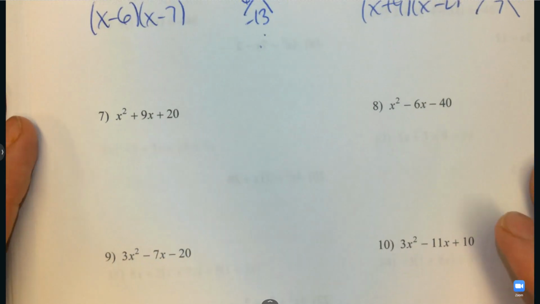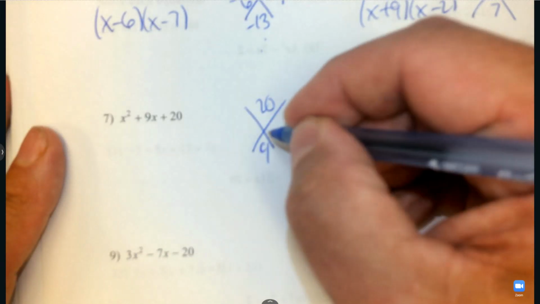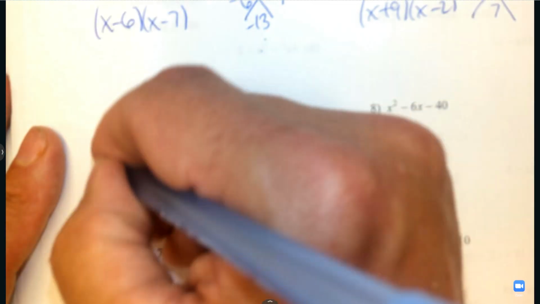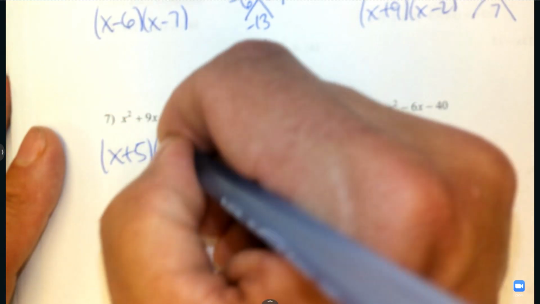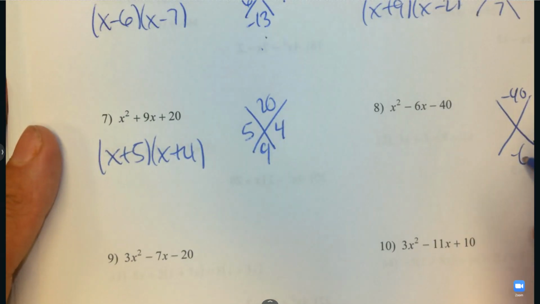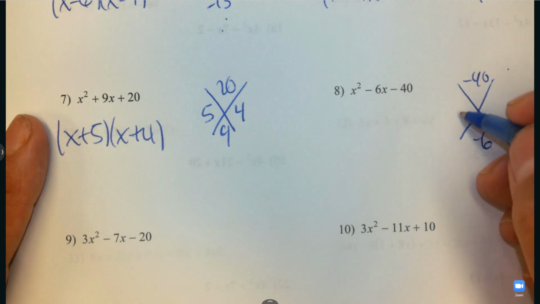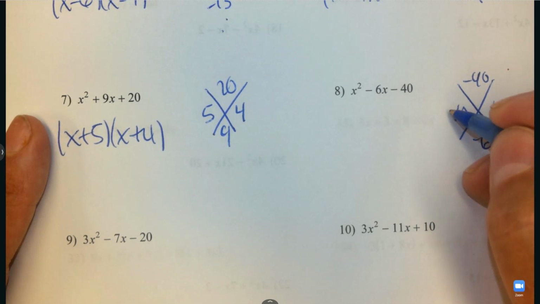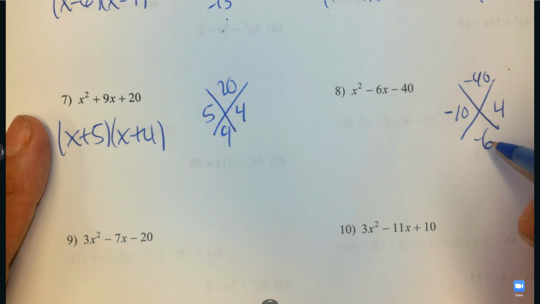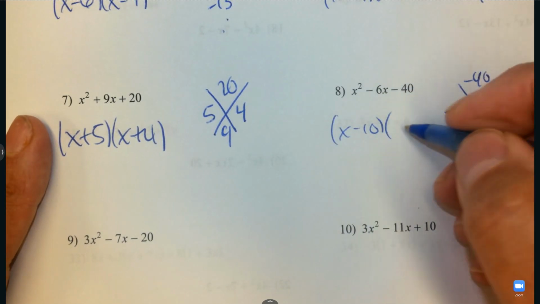Press pause, try number 7, keep going down. The two numbers are 5 and 4. -40 and -6. Again, this is 10 and 4. Again, because 6 is negative. Did we do that one right? No. We did 60. All right, I see it. So -10 and 4.